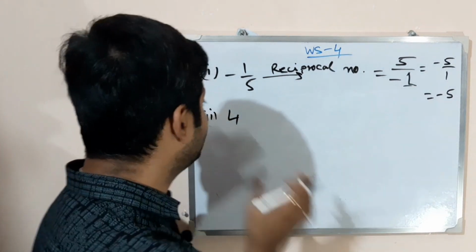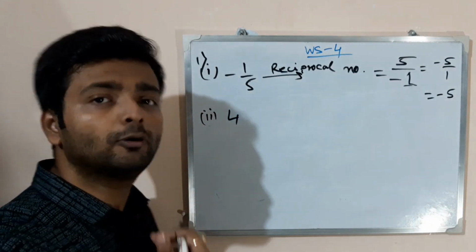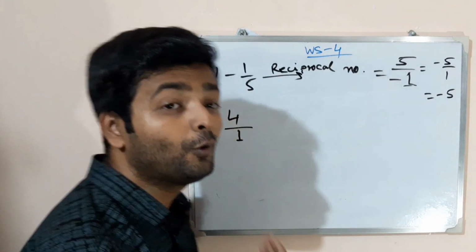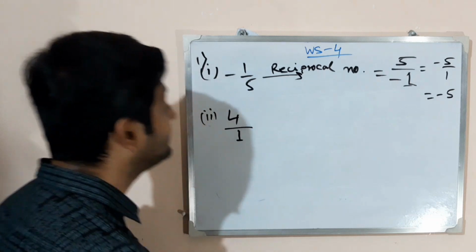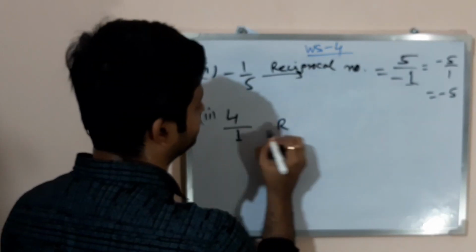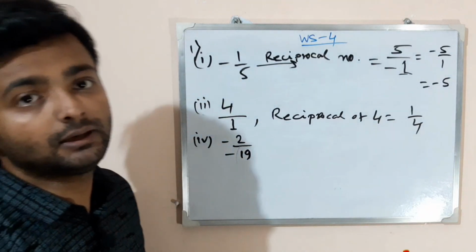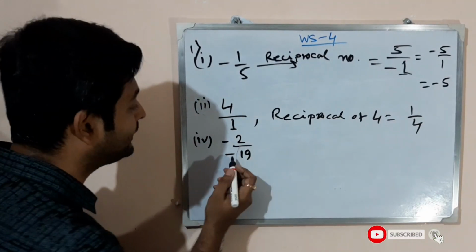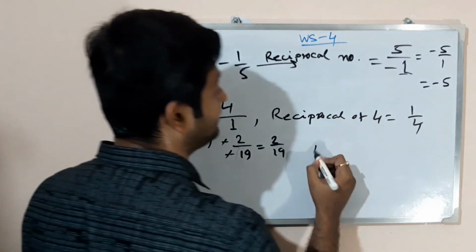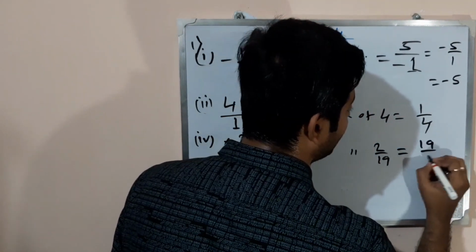See students, it may be difficult for some of you to find the reciprocal of 4. But if you imagine that 4 can be written as 4 by 1, now you can easily find the reciprocal of the number 4, that is 1 by 4. Next, the reciprocal of minus 2 and minus 19. You can see both are negative, so we can cancel them. So we get the number 2 by 19. Now what is the reciprocal of this number? The reciprocal of 2 by 19 equals 19 by 2.